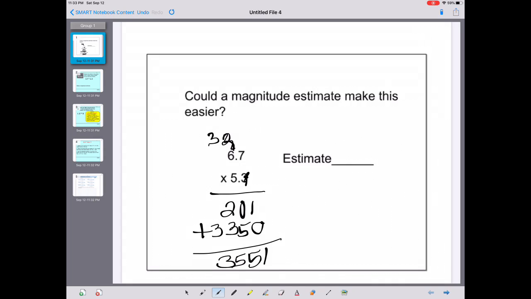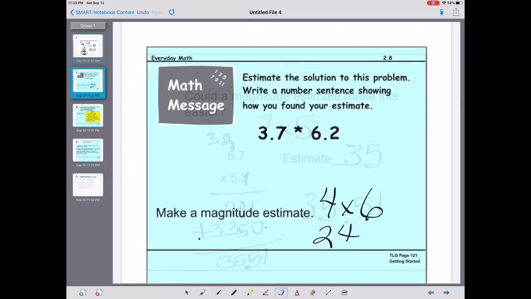If I had my estimate, this would be 7 times 5 is 35. So I put my decimal in to make it closest to 35. So my answer would be 35.51.